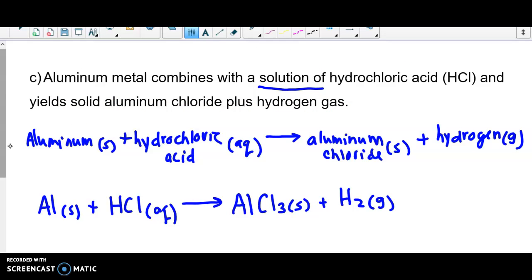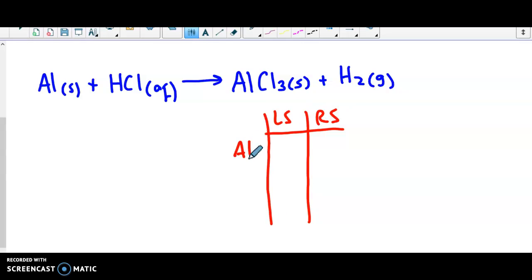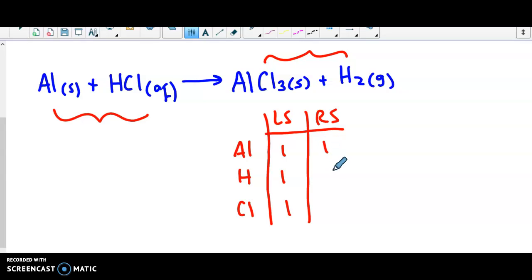Last example, the one with aluminum and hydrochloric acid. Left side, right side. The atoms that I'm dealing with are aluminum, hydrogen, and chlorine. On the left-hand side, I've got 1 aluminum, 1 hydrogen, and 1 chlorine. That's easy to add up. On the right-hand side, I've got 1 aluminum, 2 hydrogen, and 3 chlorine. So none of the examples we saw today are balanced.